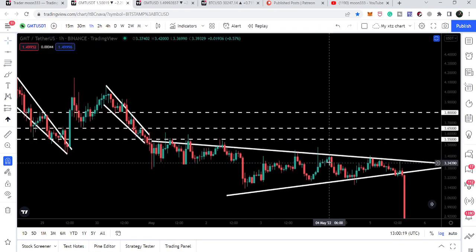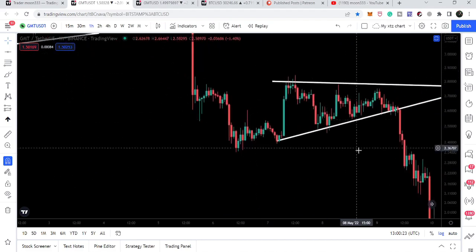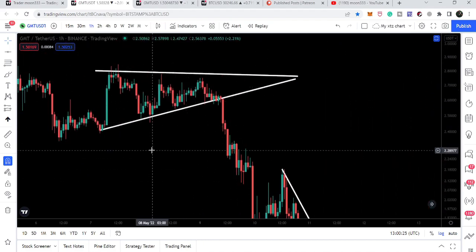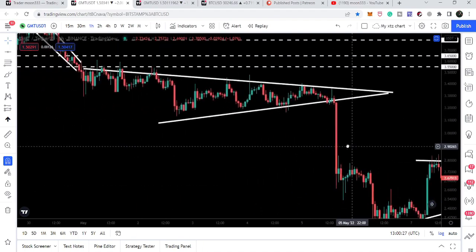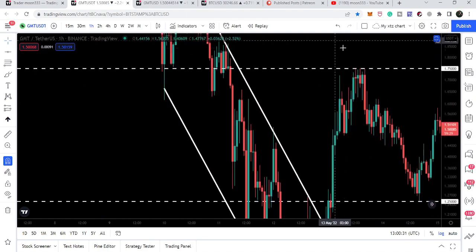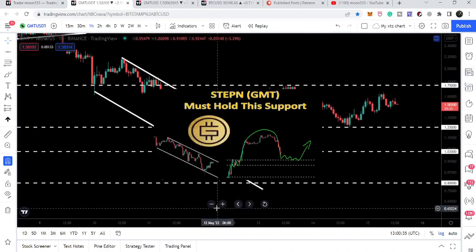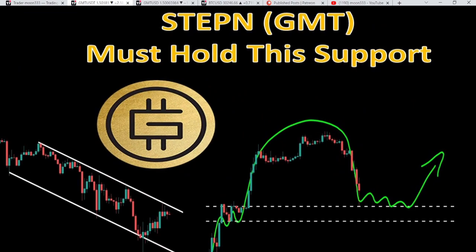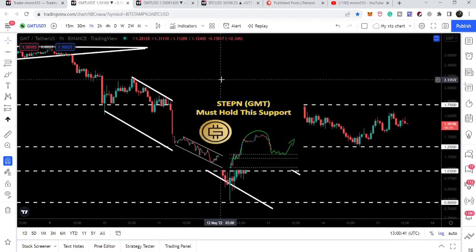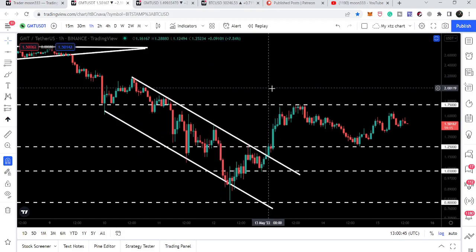Here we again formed another ascending triangle and broke down the support, and again formed an ascending triangle here. And after breaking down the support, recently we formed this down channel that I've shared in my previous video with you. And you can see the target for this down channel is here at the top of the wedge. That is approximately at $2.14.